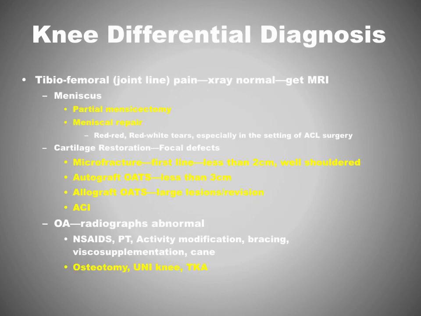If there's tibiofemoral or joint line pain and the x-ray is normal, oftentimes the MRI is going to help you out a lot. It's going to show you meniscus and cartilage problems. Meniscus trouble is treated with partial meniscectomy or meniscal repair if the tear is amenable. Cartilage restoration can be microfracture, autograft OATS, allograft OATS, or autologous chondrocyte implantation.